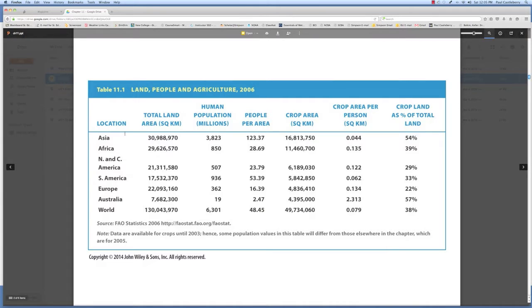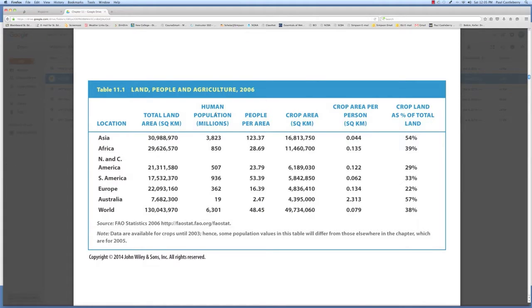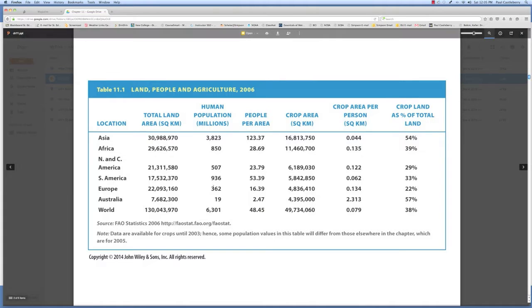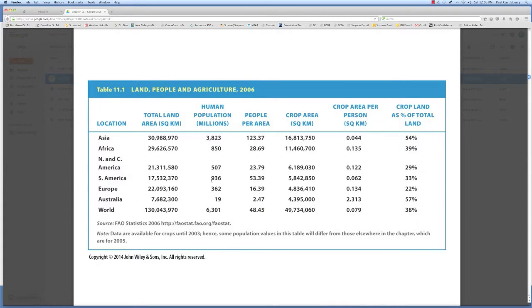But if you look at this, let's just take a look at human population to start off with, in terms of millions. Worldwide at the time that this was written, back in 2006, we're now approaching 7 million, but 6.3 million. But if we look at Asia, which is almost half of the world in terms of human population, look at the people per area: 123.37 people per unit of area.